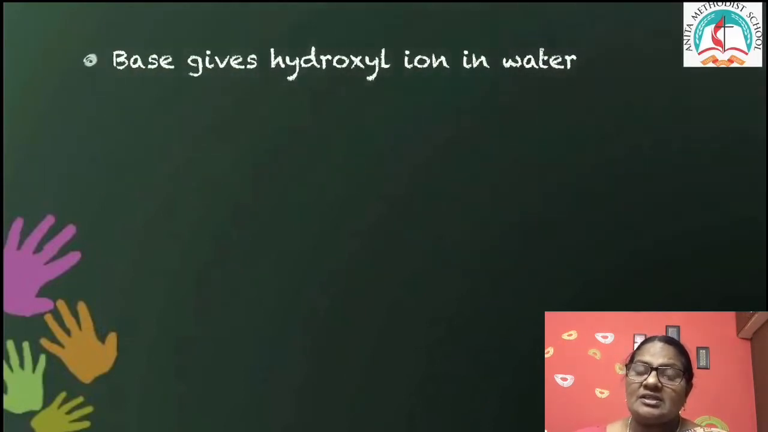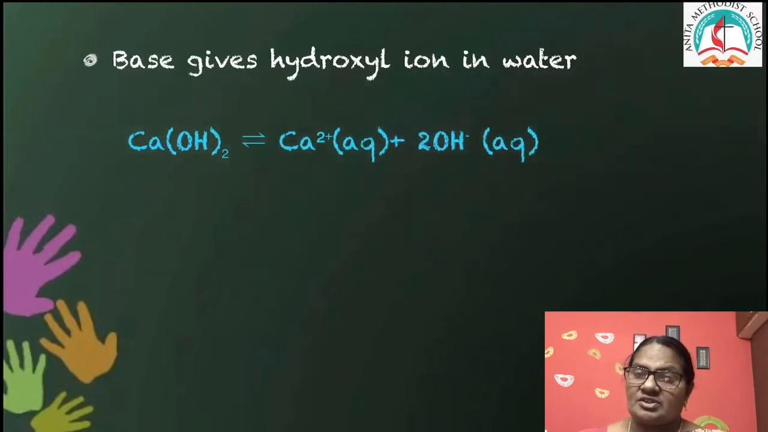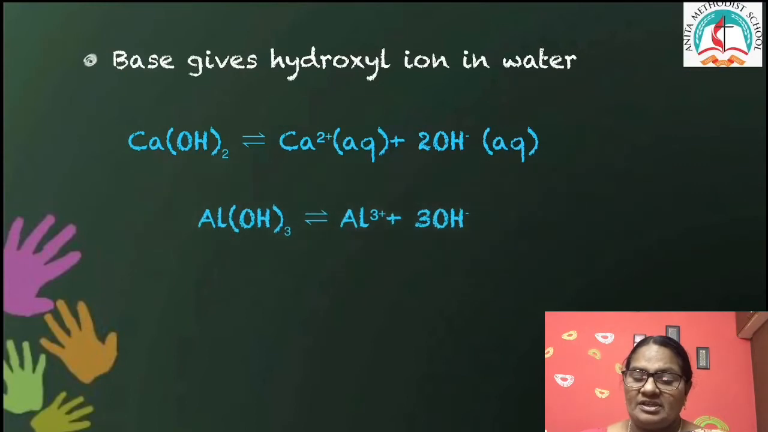According to Arrhenius, a base is defined as a substance which gives hydroxyl ion in water. So I have calcium hydroxide. It dissociates to give me Ca2+ and hydroxyl ion. OH- is called the hydroxyl ion. We have another example of aluminium hydroxide, which ionizes to give you Al3+ and 3 OH- ions. We also have NaOH, which gives Na+ ions and OH- ions.